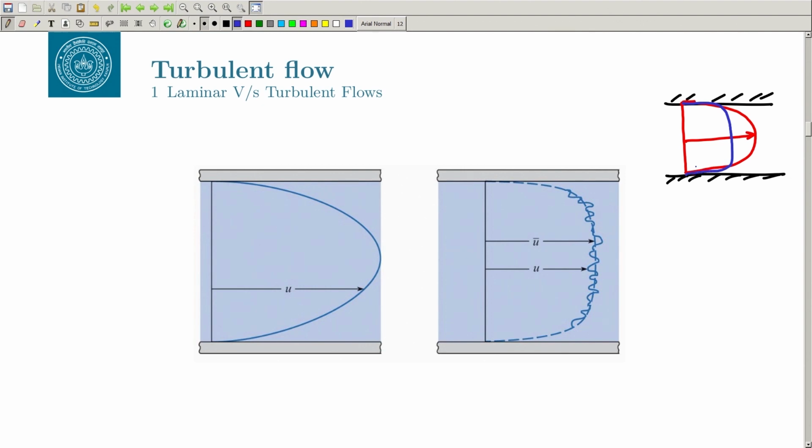If you compare the region, let us say if I zoom in on this region, say if I take this region and zoom that in, how will it look? So, this is my wall, and your laminar boundary layer is going something like this, and your turbulent boundary layer will go something like this. This is your turbulent and this is the laminar.